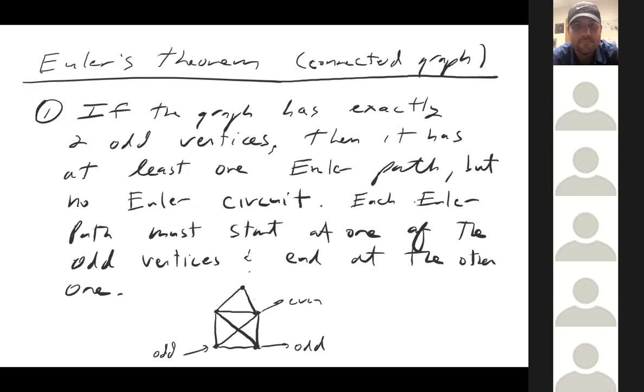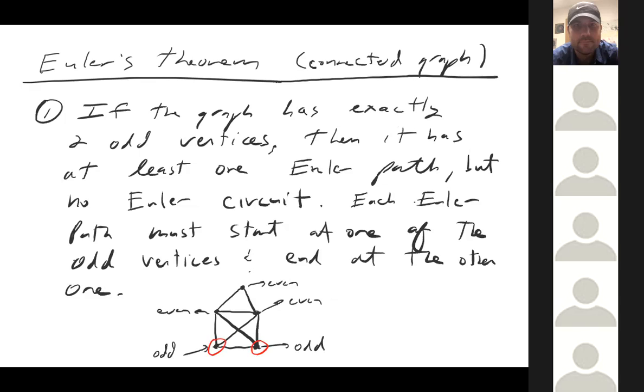This one's even. It only has 2 coming into it. This one has 4 coming into it. So this one has exactly 2 odd vertices. And if you remember, I actually started at this vertex and ended at that vertex. So the one I just did is an actual example of Euler's theorem part 1.